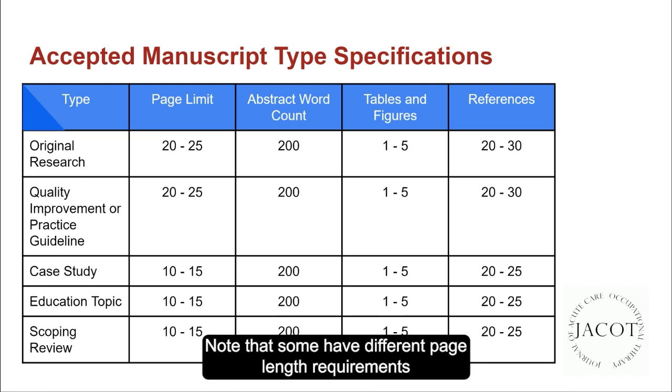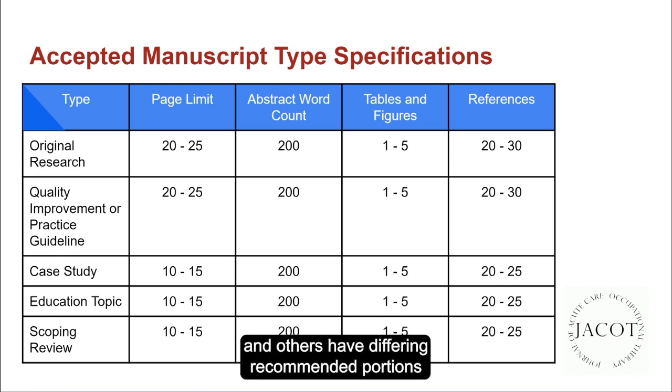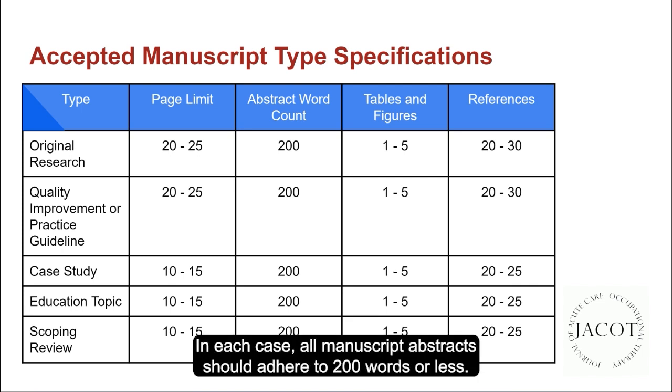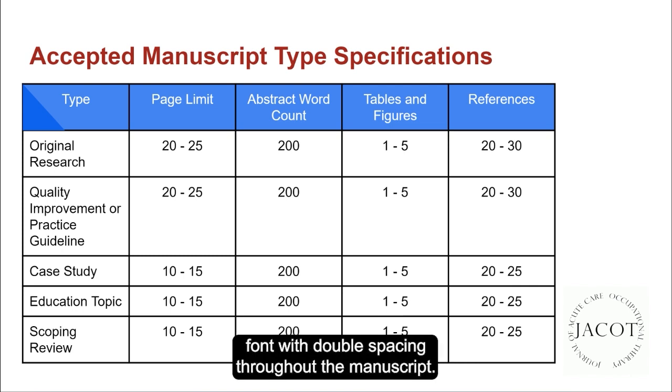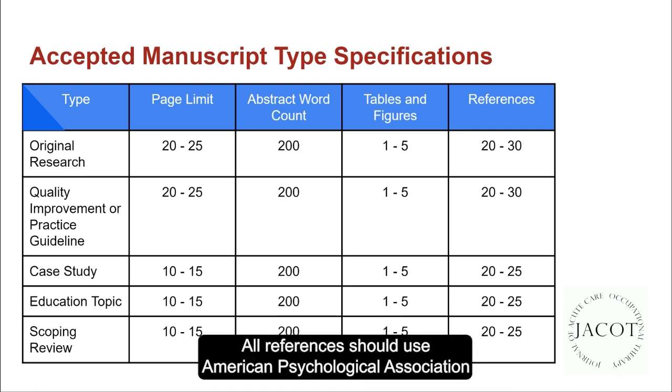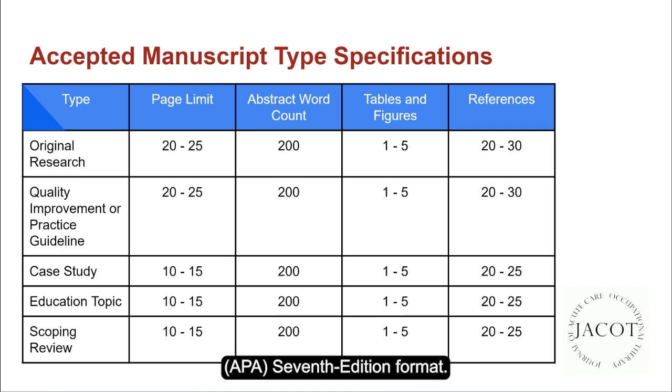Note that some have different page length requirements and others have differing recommendations for the number of references included in the manuscript. In each case, all manuscript abstracts should adhere to 200 words or less. Further, format requirements should include use of Arial 12-point fonts with double spacing throughout the manuscript. All references should use American Psychological Association APA 7th edition format.